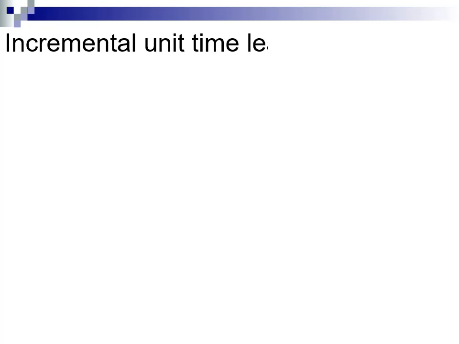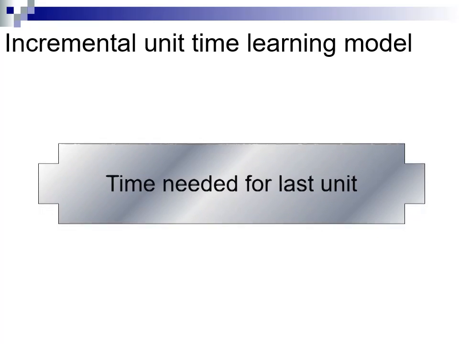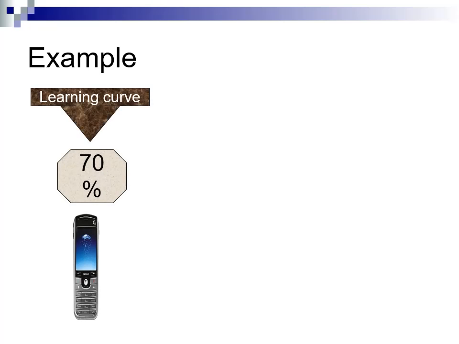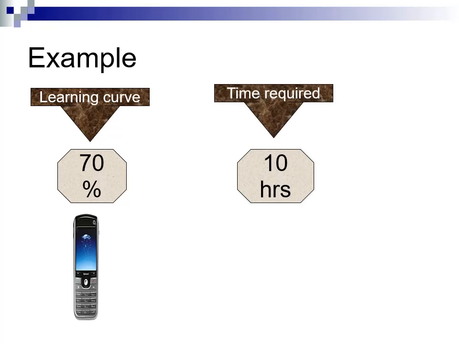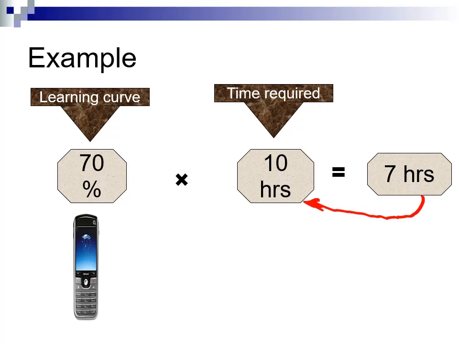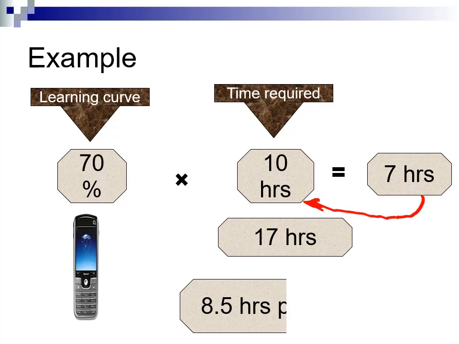The incremental unit time learning model relies on a concept that the time needed to produce the last unit is declined by a constant percentage. For the same example mentioned earlier, where the learning curve is 70% and the time needed for the first unit is 10 hours, the time needed to produce the second mobile is 70% multiplied by 10 hours, which will result in 7 hours. So the first mobile will take 10 hours and the second will take 7 hours, making the total time for the 2 mobiles 17 hours. This will make an average of 8.5 hours of time per mobile.